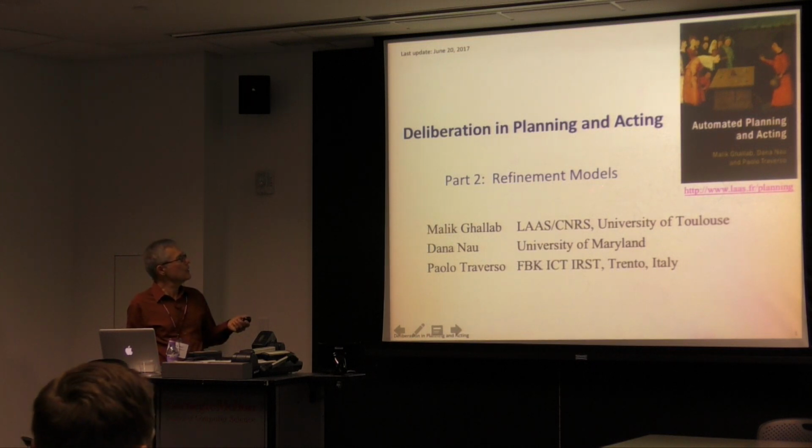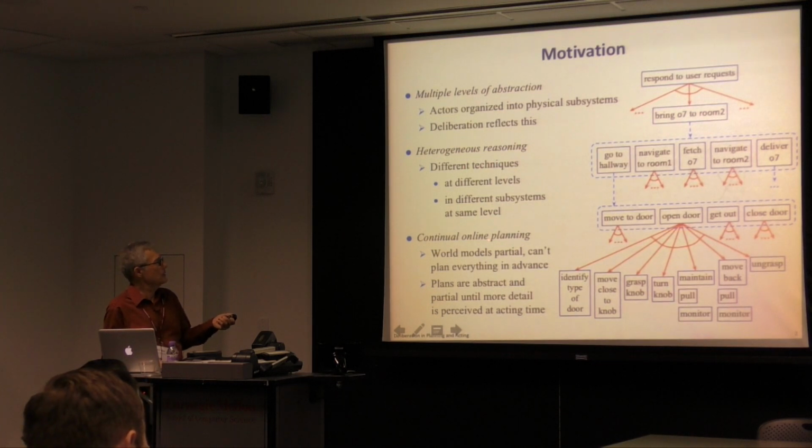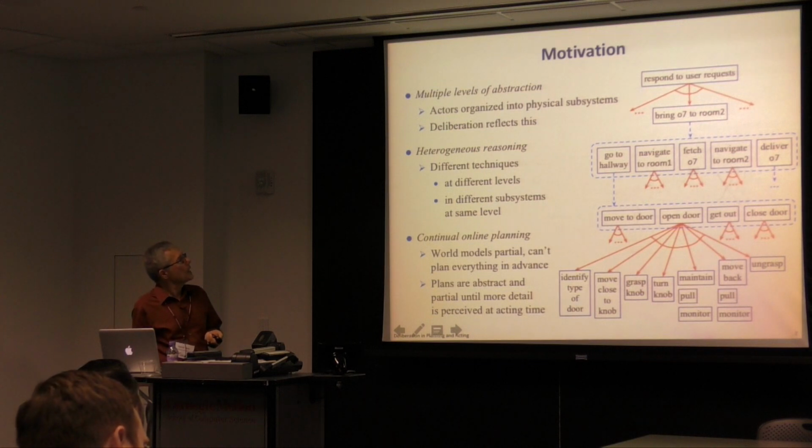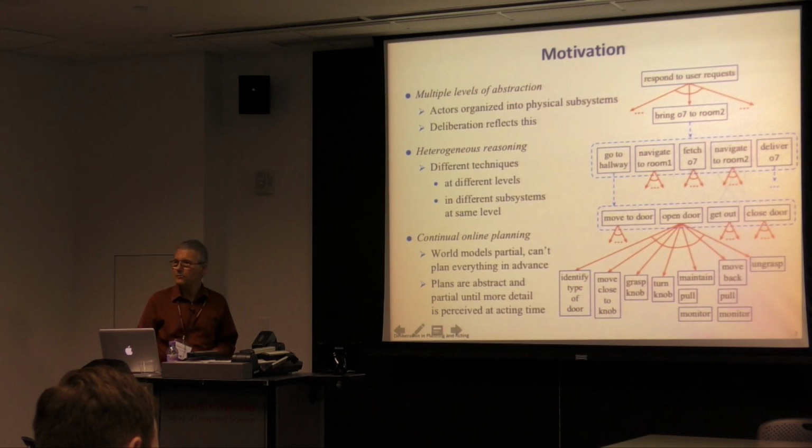Okay, so refinement models. Motivation. As I mentioned just a few minutes ago, we have multiple levels of abstraction and the planning needing to be done continually and online along with the acting. So let's go to this bottom level that I had in this example where we are opening the door. And the first task I had here was identify type of door.